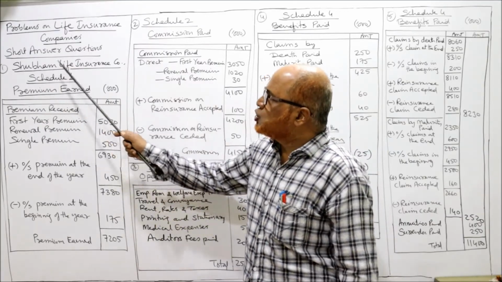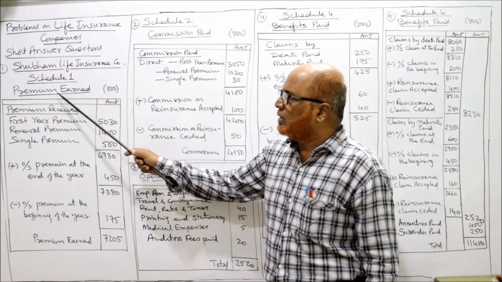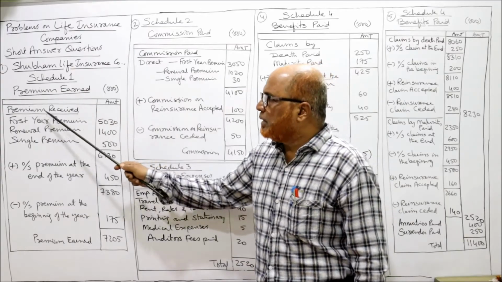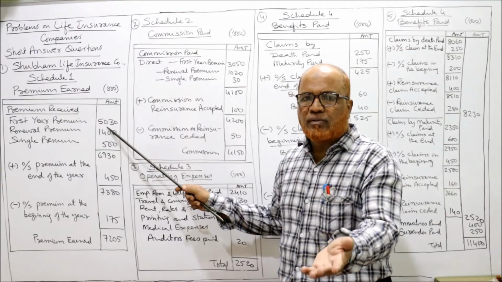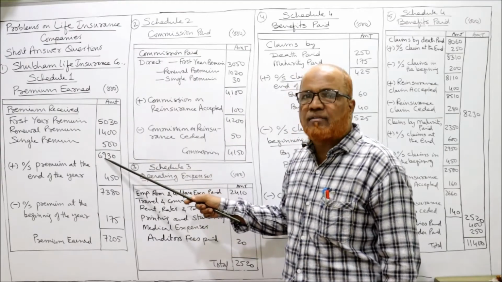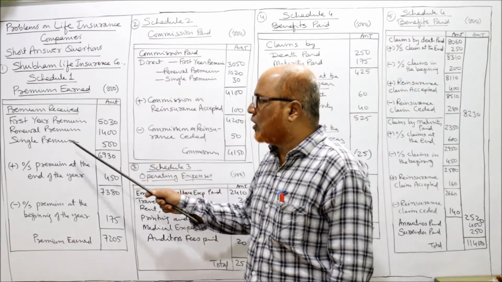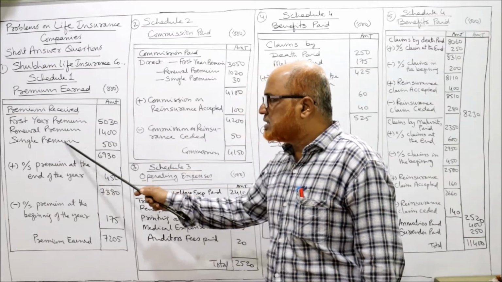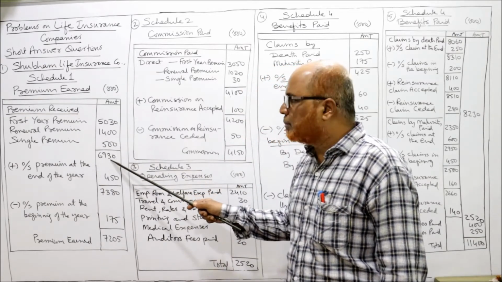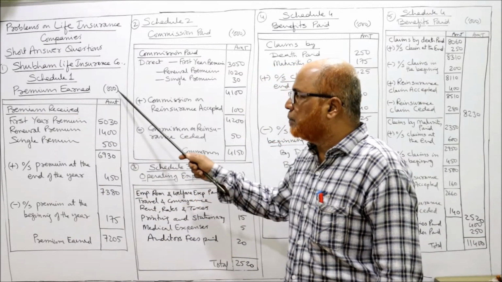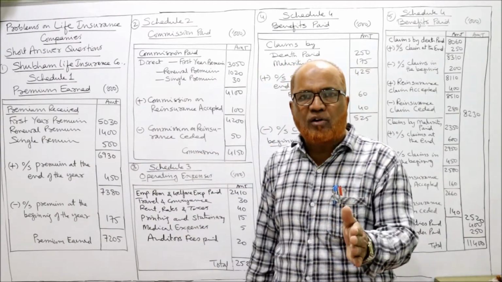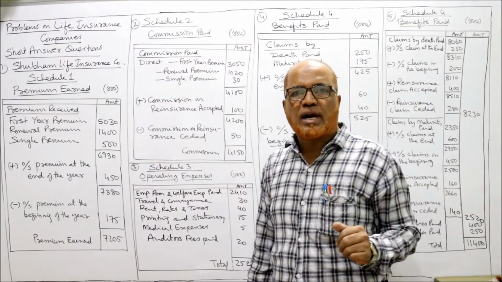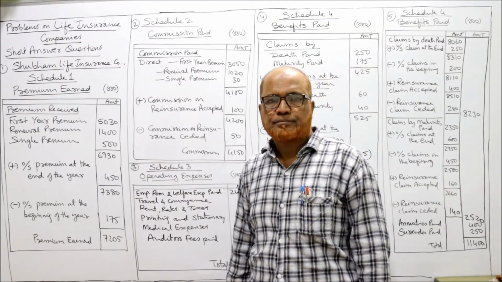So what have we taken? Shubham Life Insurance Company, schedule number 1, premium earned. So premium received, first year premium as it is given in the problem. Whatever is given in the problem, same amount I have taken, no adjustment at all. Renewal premium I have taken, single premium. Take the total of all the premiums, 6,930 rupees in thousands. Add outstanding premium at the end of current year minus outstanding premium at the beginning of the year.